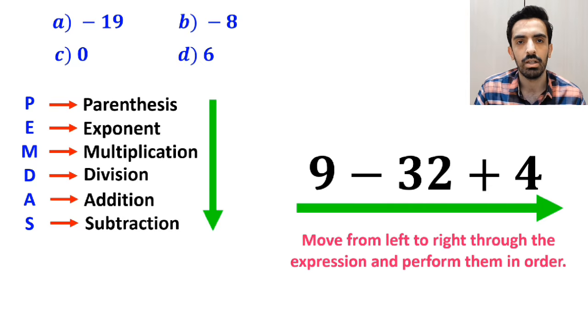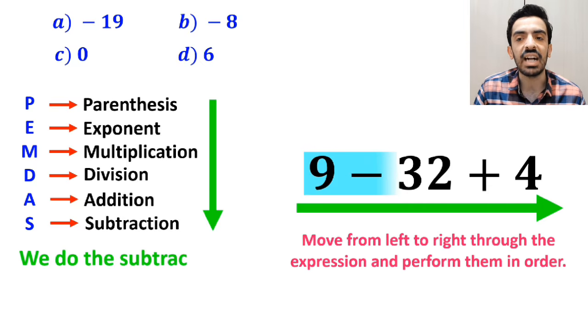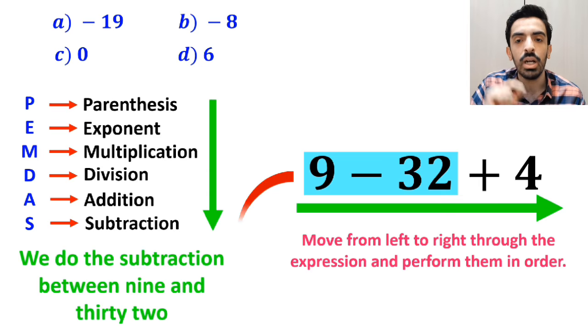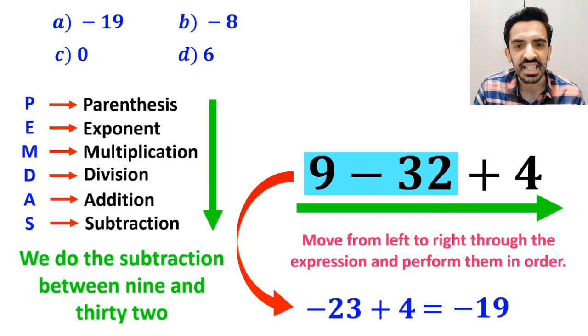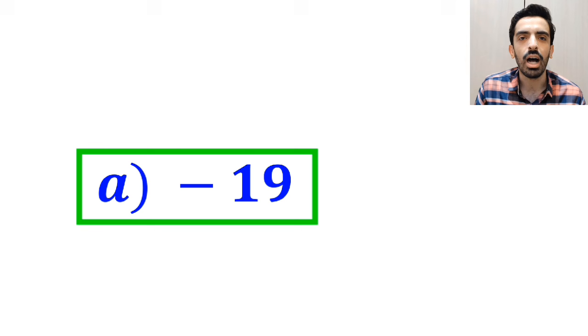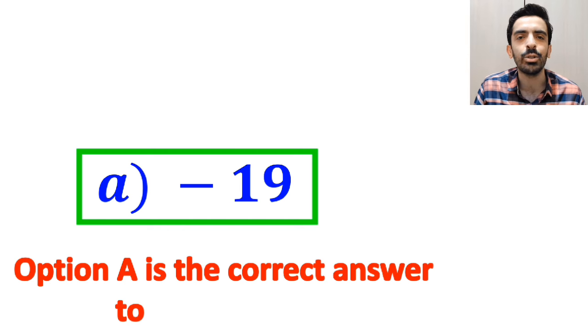So, first we do the subtraction between 9 and 32, which simplifies this expression to negative 23 plus 4. And finally, the value of this expression is equal to negative 19. Therefore, option A is the correct answer to this question.